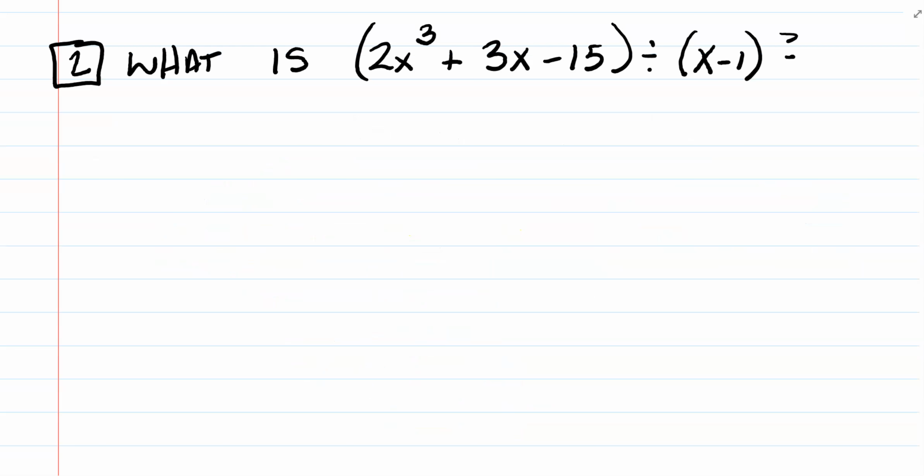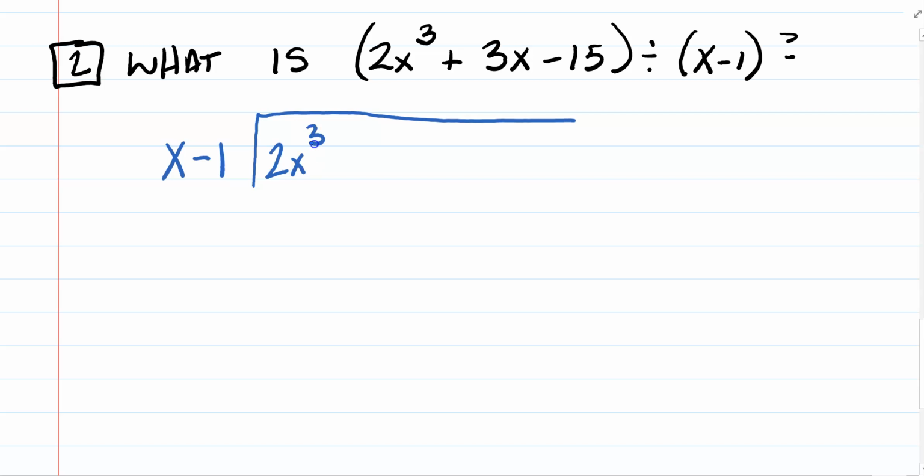Okay, box 2, what is 2x to the third plus 3x minus 15 divided by x plus 1? So again, we're going to start by taking our x plus 1 on the outside, and then we want to divide into. Now, I've got a 2x to the third. I have no x squared terms, so I'm going to write in a positive 0x squared. That's an important part because I want to make sure I have descending order and no term is forgotten.